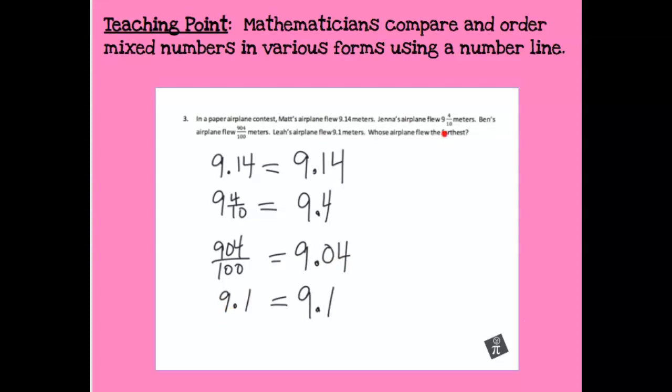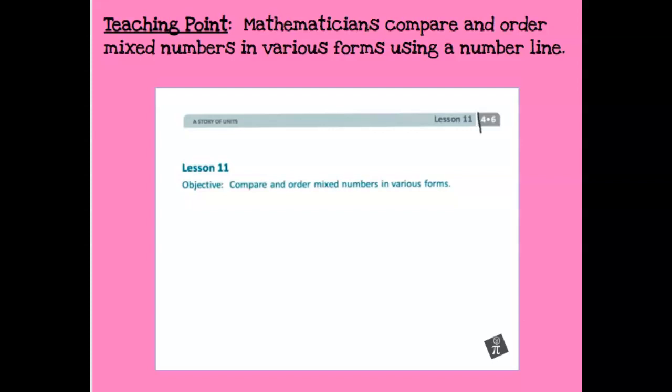So our question is, whose flew the furthest? Well, they all flew 9 as our whole number. But if we're looking at our tenths place, we see that 4/10 is larger than all of them. So that means this 9 and 4/10 is the winner. That happens to be Jenna. So Jenna's airplane flew the furthest. And that wraps up 4th grade Module 6, Lesson 11, comparing and ordering numbers, but some of them were in tricky forms.